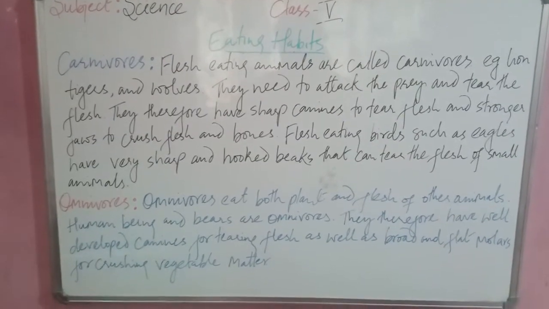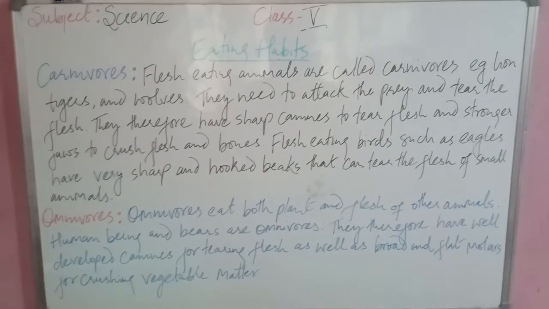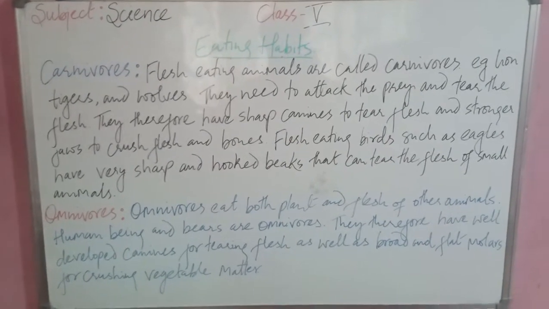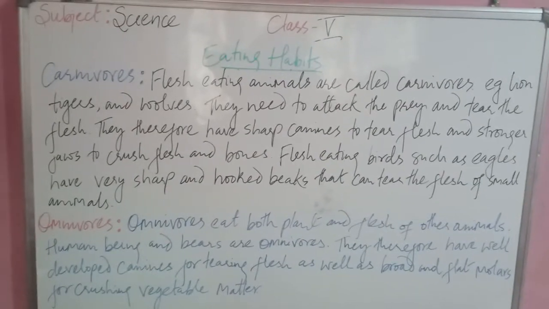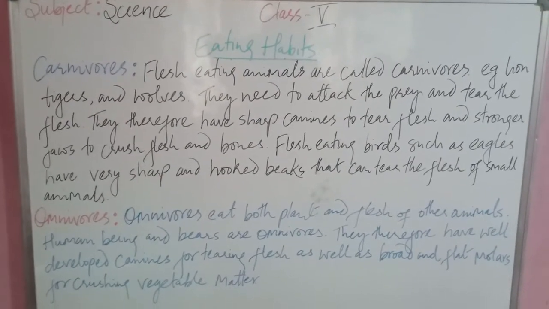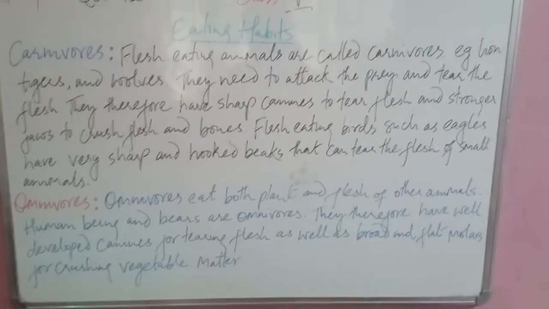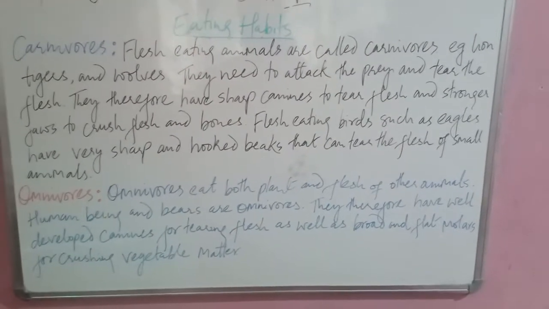So animals which eat only the prey and tear the flesh of other animals are called carnivores. And the next eating habit we have is omnivores.